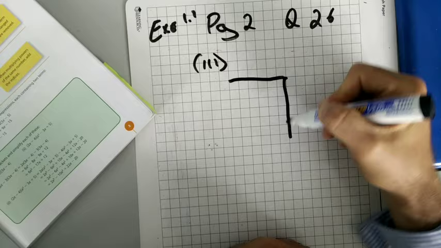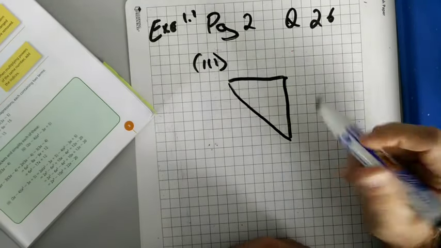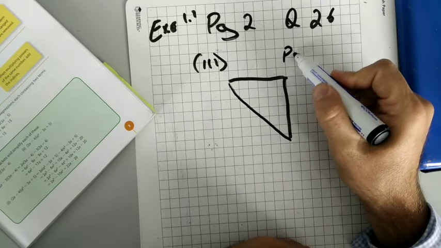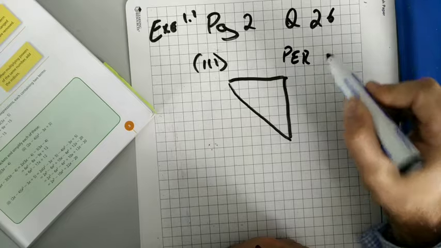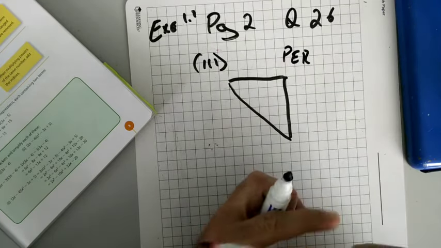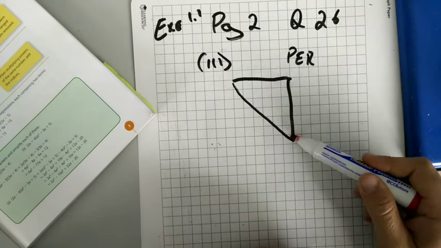Do my best to draw on a triangle freehand. Of course you guys will use rulers and pencil. So here's my triangular shape. Now, the question is asking us to find the perimeter. I'm just going to write PER for perimeter here, okay? What does perimeter mean, first of all? Well, perimeter means the distance from one point all the way around the edge and back.